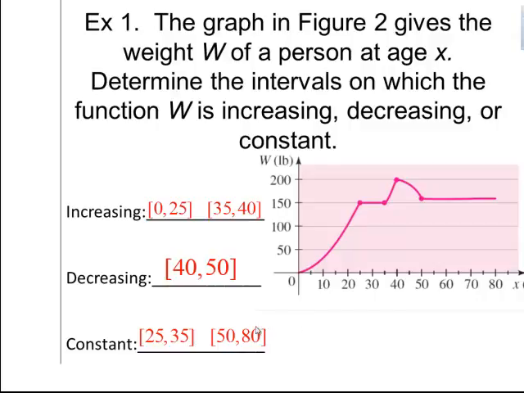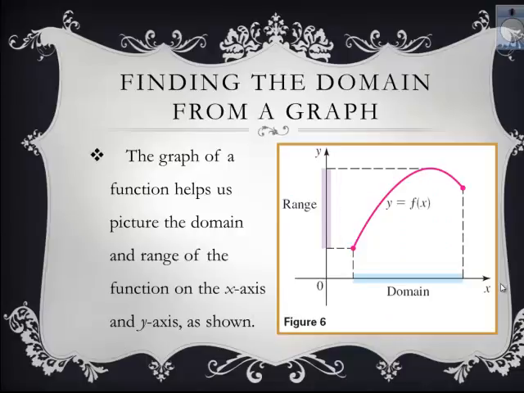50 to 80. Now the reason why this stops here is because this is talking about weight and a person's age. So obviously, this doesn't continue on forever. Ages don't continue on forever. They stop roughly around 80. That's the median age. So anyways, you guys kind of understand that? Cool. Let's move on. Okay, so let's now talk about finding the domain and the range from a graph.